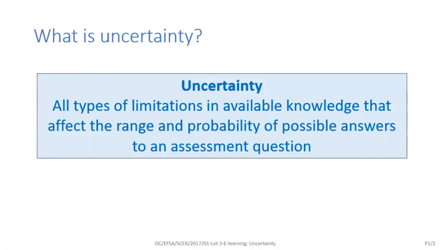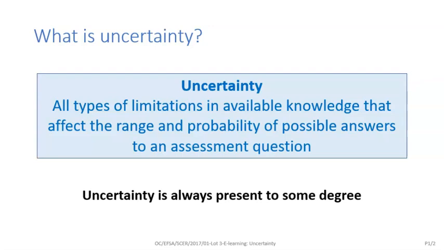In EFSA's guidance, uncertainty is used as a general term referring to all types of limitations in available knowledge that affect the range and probability of possible answers to an assessment question. This includes limitations in the relevance, reliability and consistency of evidence used in the assessment, which might include data, statistical estimates, modelling, qualitative evidence and expert judgment. These things are always uncertain to some degree, and they matter because they lead to uncertainty in the answers to assessment questions.